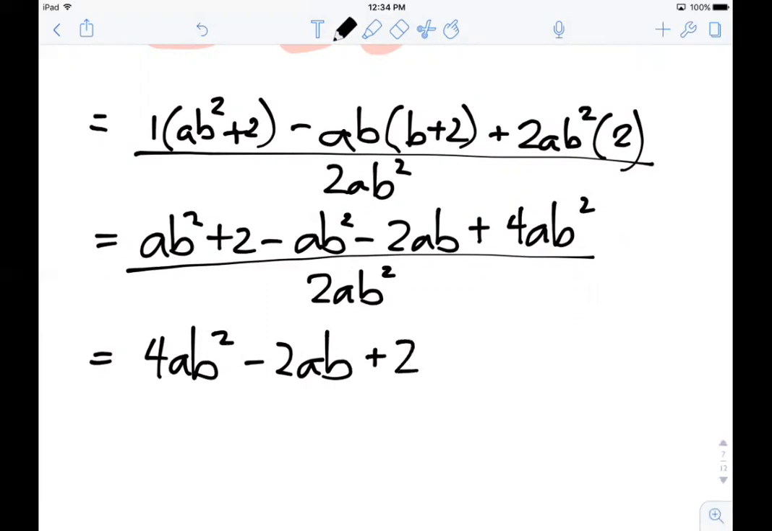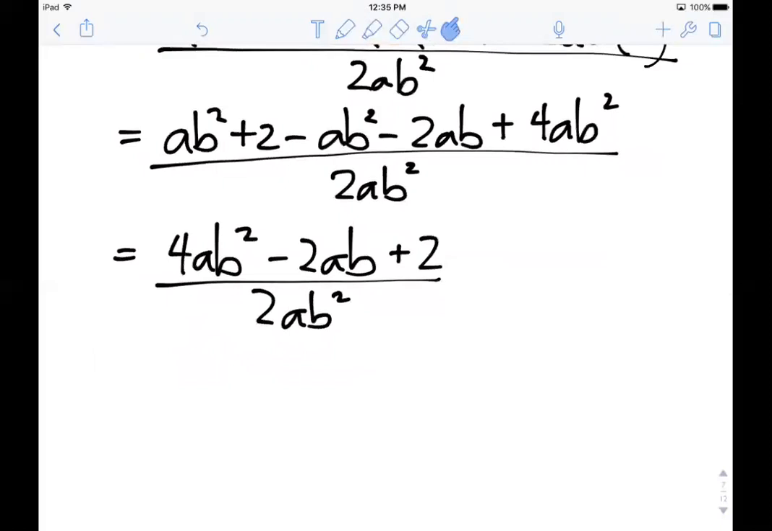It's always best to arrange your terms so that the term that has the highest exponents in it is first, and the one that has the lowest exponents, or doesn't have any variables attached, is last. So it's in a descending order that way. And that's still over 2ab squared. And when I look at what I have there, it may look like I've simplified it as much as I can, because you wouldn't see any more like terms that can be collected.